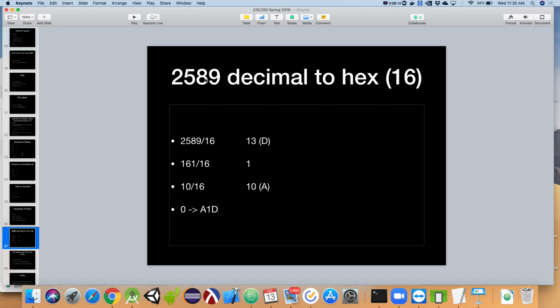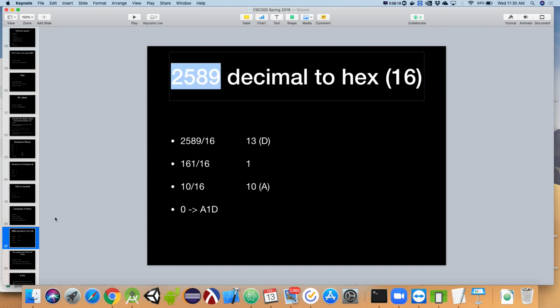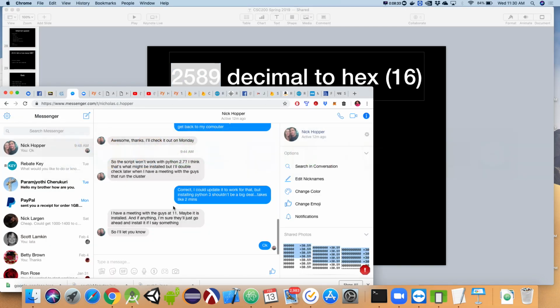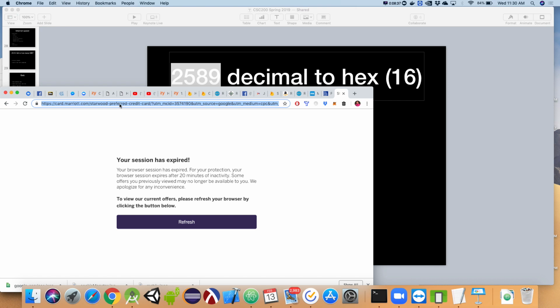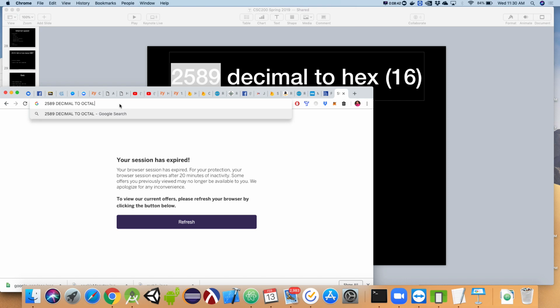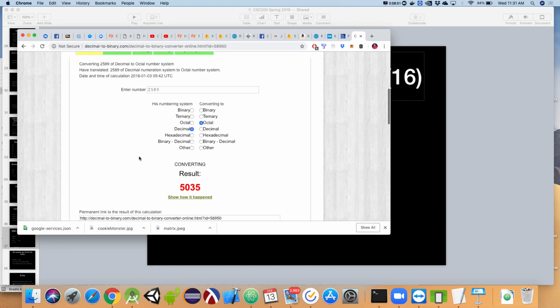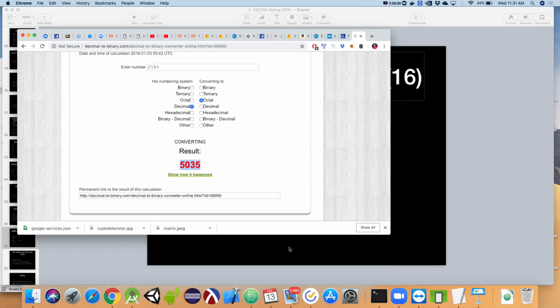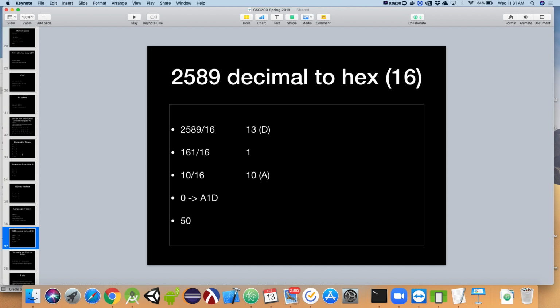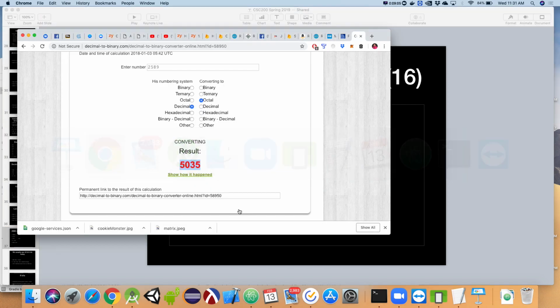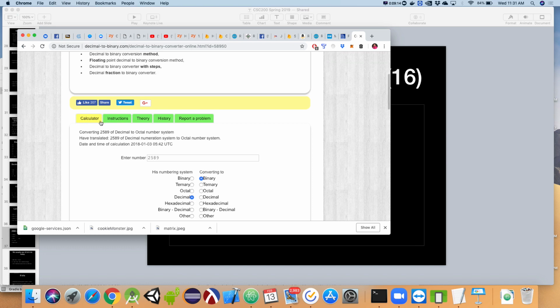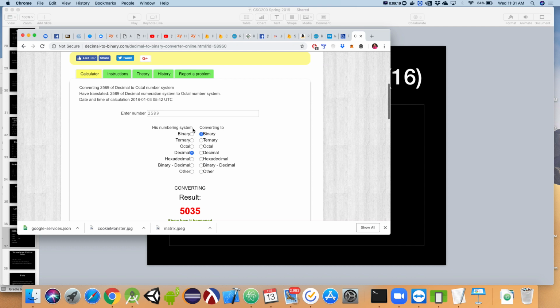All right, now, this 2589, let's take this same number and make it octal. I'm actually just going to do it with Google real quick. 2589 decimal to octal. That's 5035. So we'll say 5035 in octal. Then let's do it to binary. Is there no button to make it happen?